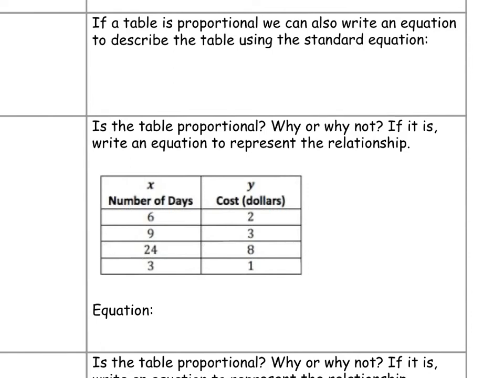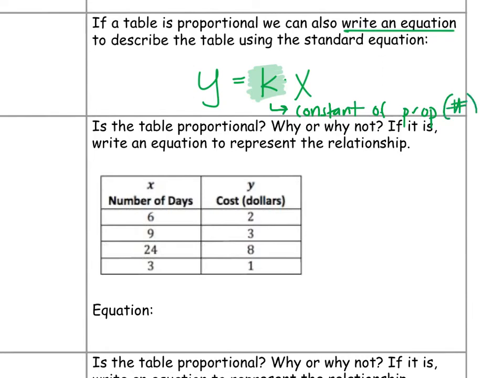When tables are proportional, we can also write an equation to describe what's happening. And the equation is the following. It's y equals k times x. But we know k is the constant of proportionality, and that's always going to be some number. So k is going to turn into a number, while y and x will stay y and x.